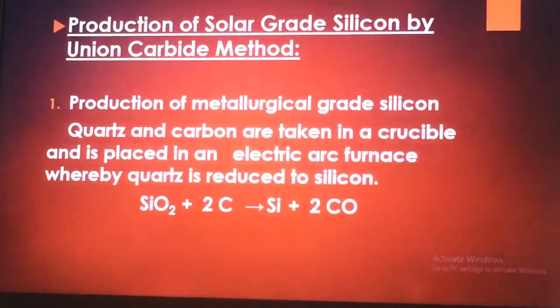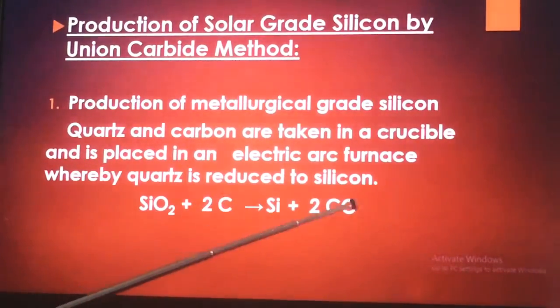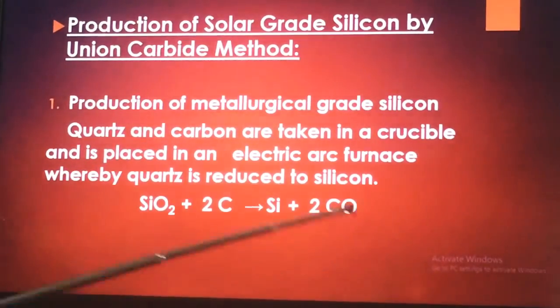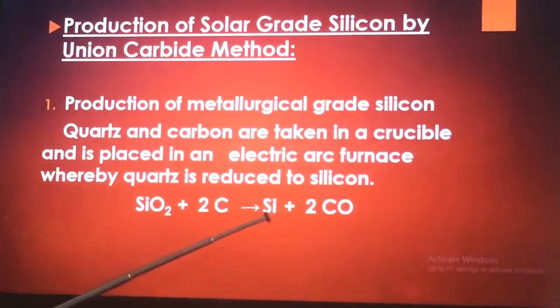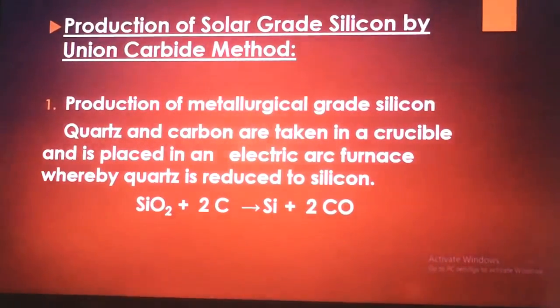At higher temperatures, silica will be reduced to silicon, and carbon is getting converted to carbon monoxide. This carbon monoxide is further oxidized to carbon dioxide and released into the atmosphere. So silicon thus obtained is in the molten state. So molten state silicon is obtained. So this is the first step.